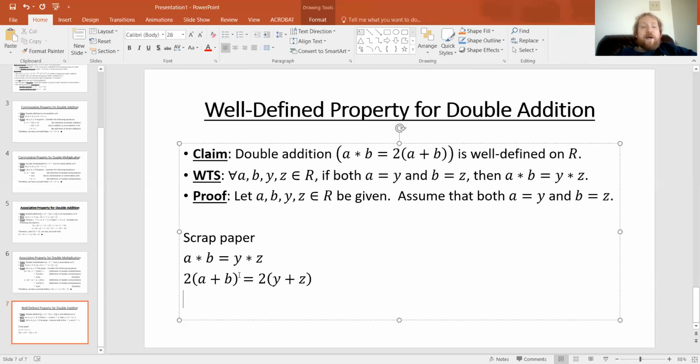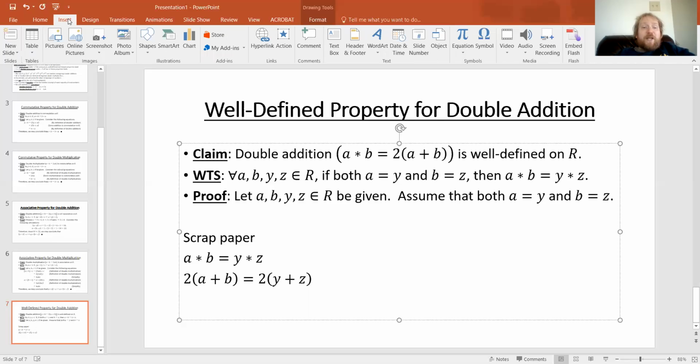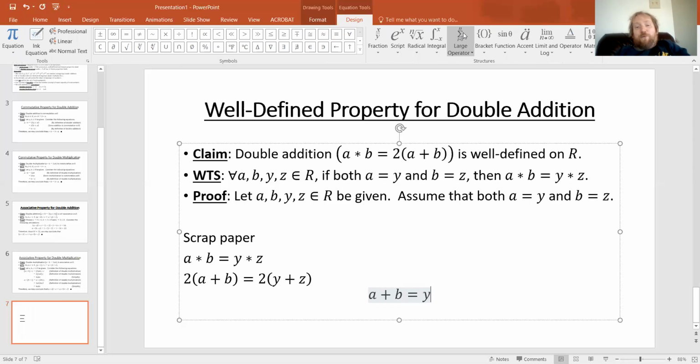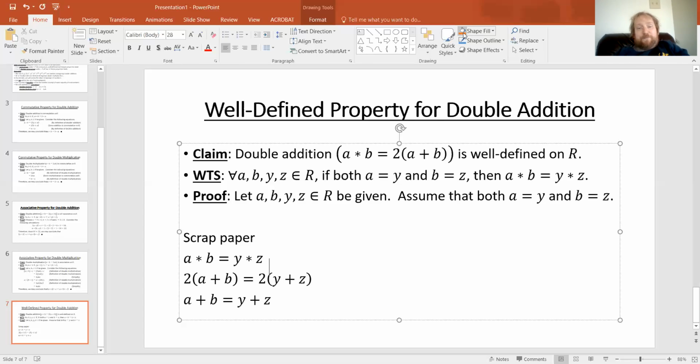Now, I know that 2 equals 2. If I can get A plus B equals Y plus Z, I can just multiply both sides by 2. So let's see if we can get to A plus B equals Y plus Z. This gives me a sense of how I want this proof to proceed. I know that A equals Y and B equals Z.